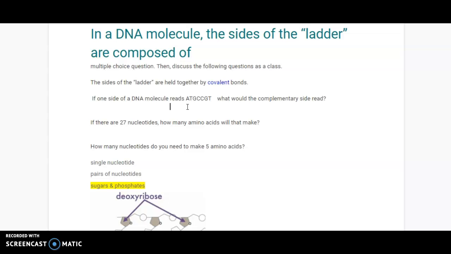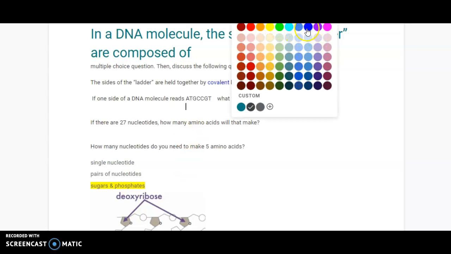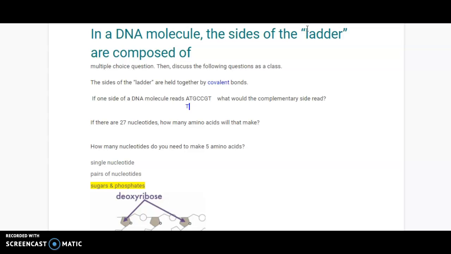So A is going to bind with the T. T is going to bind with the A. G with the C. C with the G. C with the G. G with the C. And T with an A. That will be our complementary DNA strand.